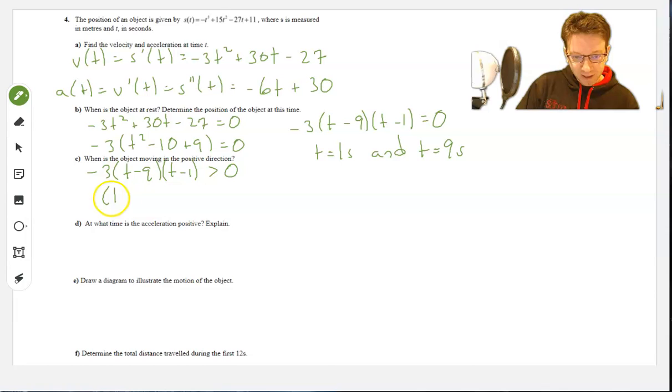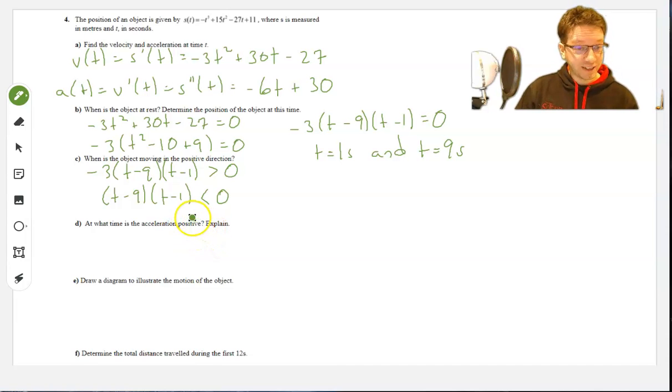So we'll have (t minus 9) times (t minus 1), and everything in here will need to be less than 0. So when does this occur? You can test a few ranges. You can test any number below 1, any number between 1 and 9, and any number greater than 9. If you look at any number less than 1, well, this bracket will be negative and this bracket will be negative. Negative times negative is a positive. That doesn't fit our inequality there.